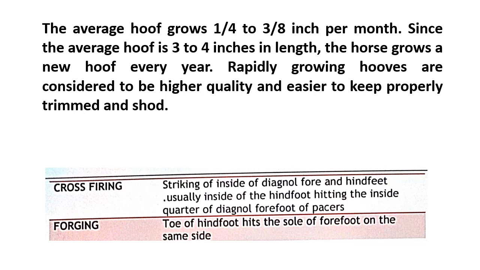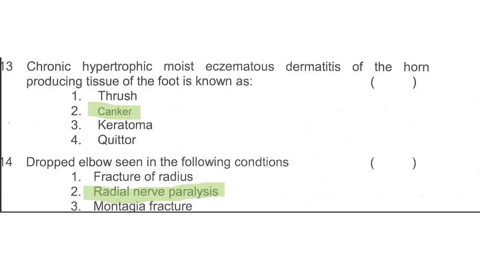And the second question was cross firing, striking of the inside of the diagonal fore and hind foot, usually the inside of the hind foot hitting the inside quarter of the diagonal forefoot of the passer. And forging, the toe of the hind foot hits the sole of the forefoot on the same side.